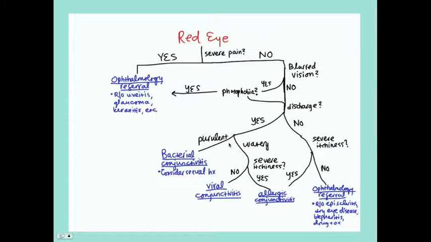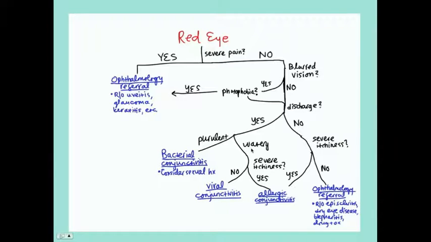So if they do not have severe pain, no blurred vision, then you want to know, is there a discharge? If there's a discharge, it's probably conjunctivitis. And if it's purulent discharge, you generally know from the outset that it's probably bacterial conjunctivitis. In that case, you want to consider their sexual history because it could be either gonorrheal or chlamydial conjunctivitis. But usually the chlamydial conjunctivitis is watery discharge.